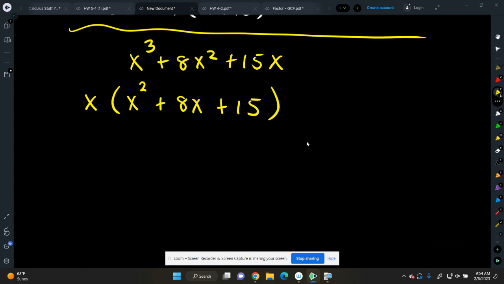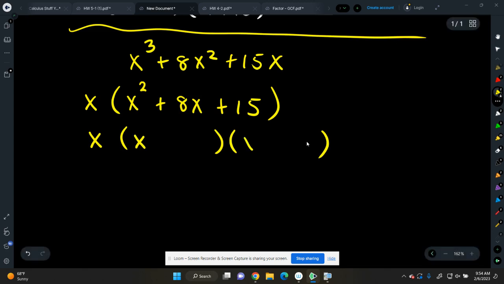Everybody good so far? Okay. So we have x. I'm going to make my two parentheses. What do we put in the beginning of each parenthesis? X. Give me two numbers that multiply to equal 15, but add up to 8. 5 and 3. So x plus 5, x plus 3.